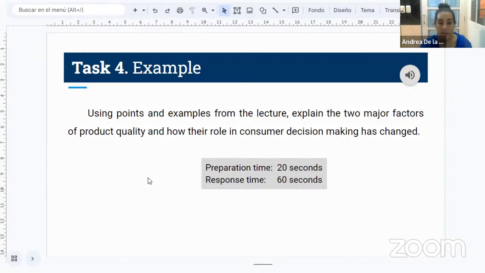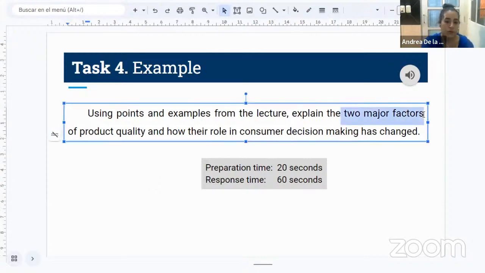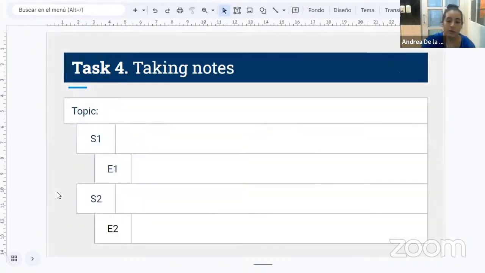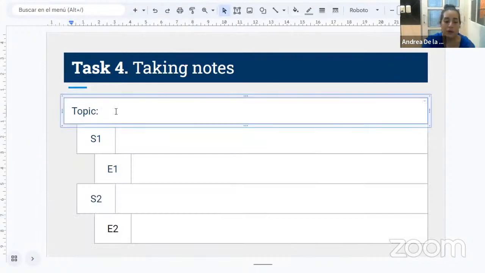It's always gonna be the same. The question's always the same. It says, using points and examples from the lecture, explain. So whatever comes after the word explain, that is usually the topic. You can use that, or you can summarize it if you want, but use what you have in the question. So in this case, we're gonna say that the topic is the two major factors of product quality, and their role in consumer decision making, right? That will be the topic, what we're getting out of the question.